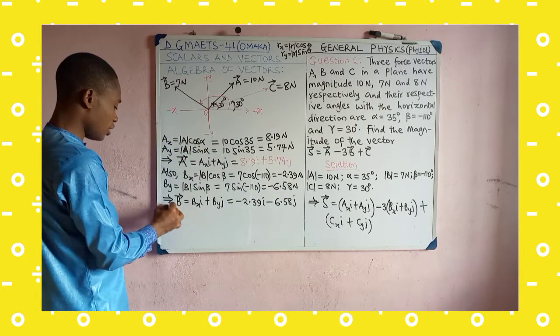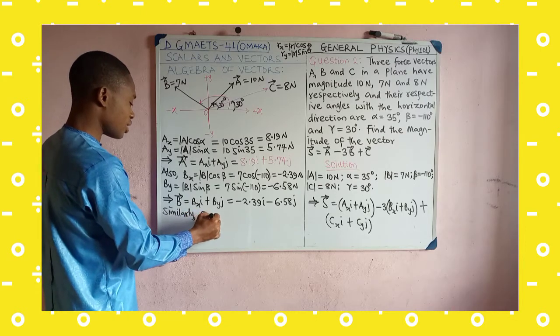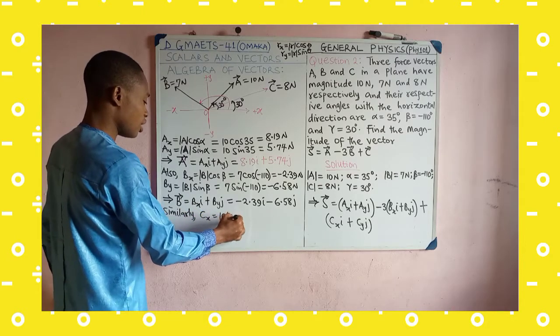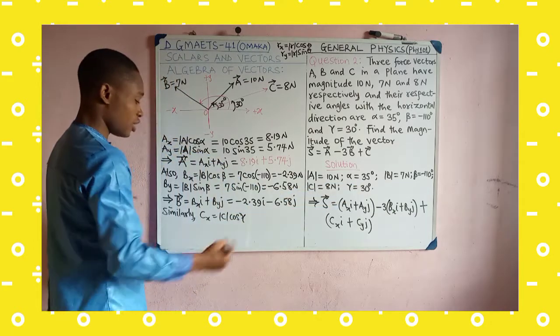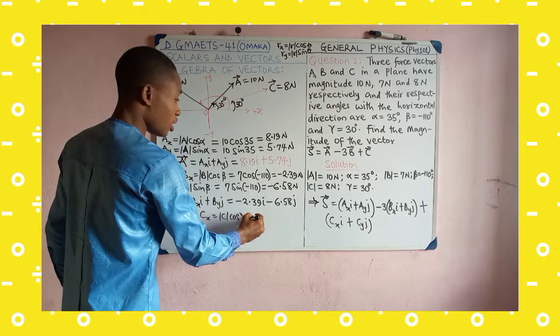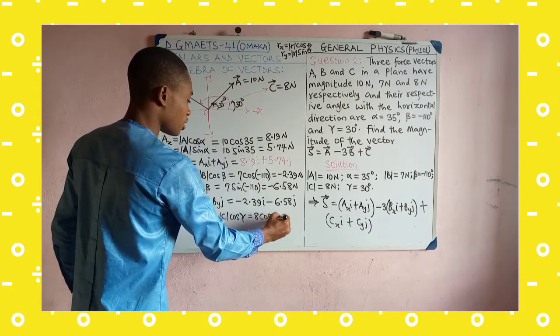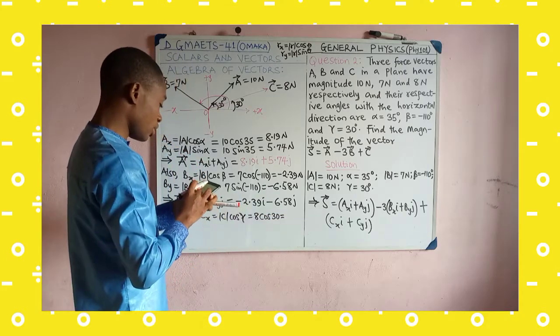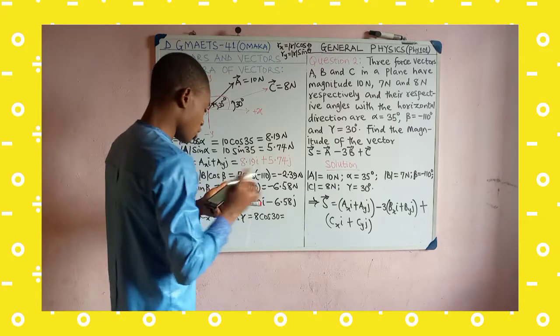Similarly, for C, Cx will be the magnitude of C cos gamma, because C makes the angle gamma with the horizontal. The magnitude of C is 8, so 8 cos gamma, that is cos 30. 8 times cos 30 is 6.93.